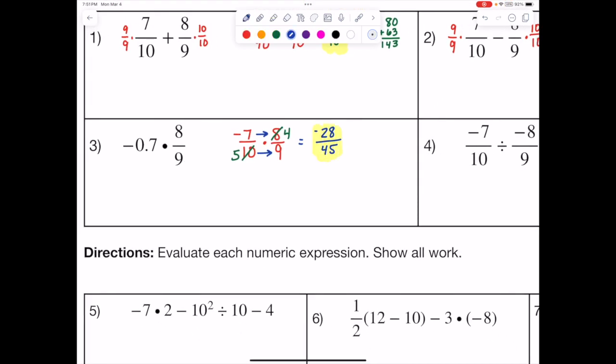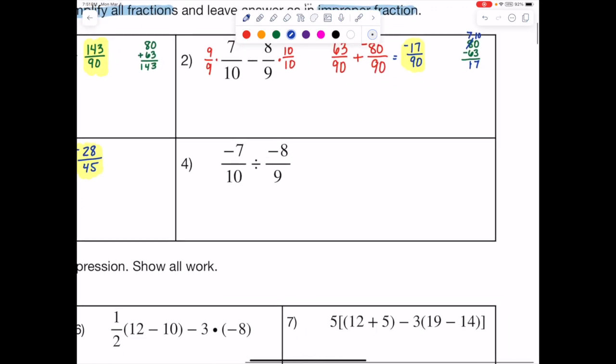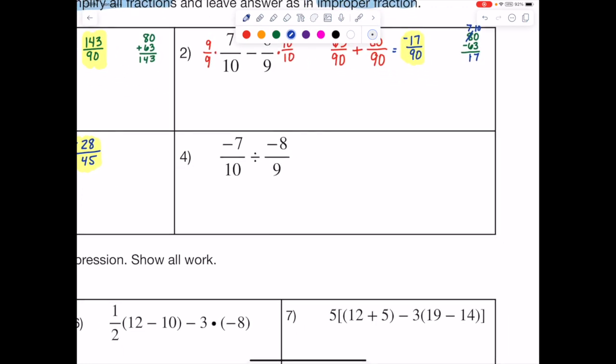Let's slide over to number 4. We don't divide by fractions, right? What do we do? We multiply by the reciprocal. So we're going to rewrite it. We have negative 7/10 times, and I'm going to keep the negative on the top, negative 9/8. Now let's see if we can cross-simplify anything. We can't, which means when we get our answer, it's going to be done.